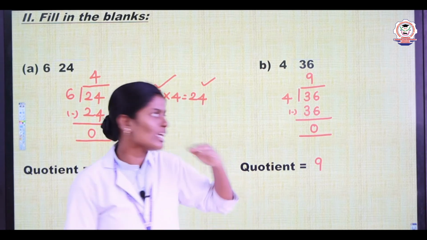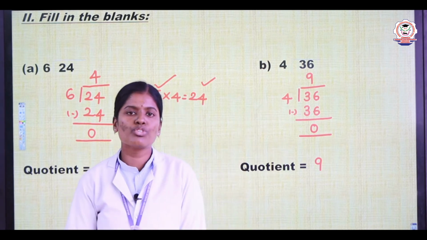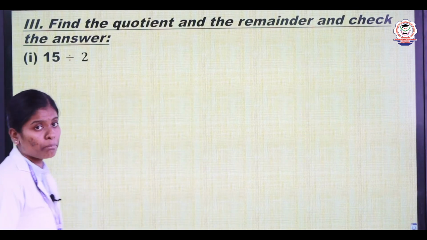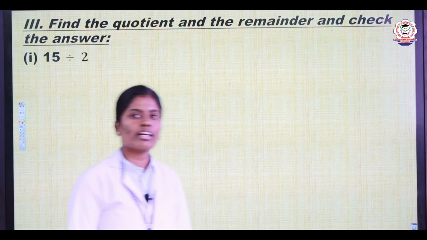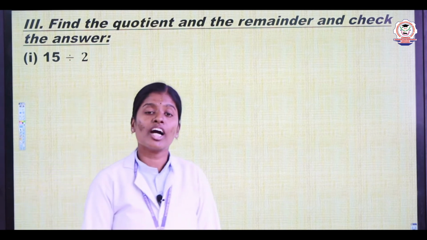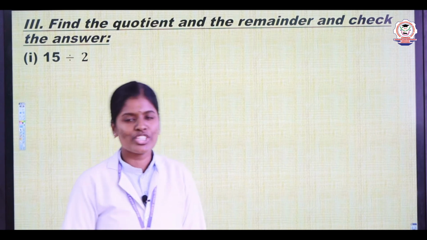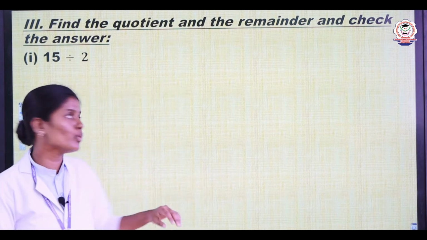So, if you know the table well, the answer is easy to find. Okay. Next we'll find the quotient and the remainder and also check your answer. You all know how to find the quotient and remainder, right? We are going to do the division.